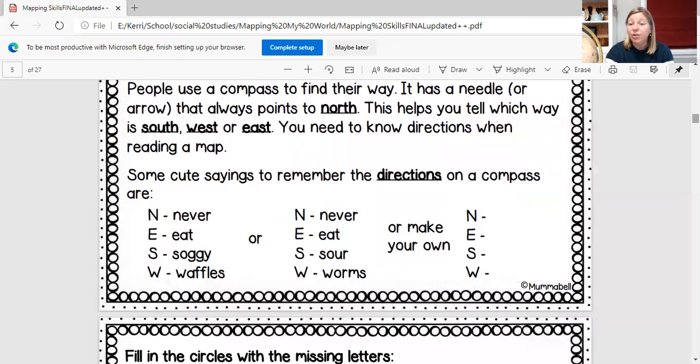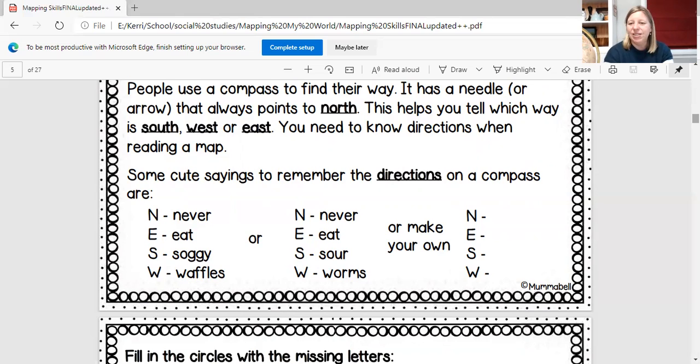You need to know directions when reading a map. Have a look at this globe again. Remember, I said that there is a symbol right here on this globe. It is the compass rose. It just looks a little bit different. It shows where the north is.